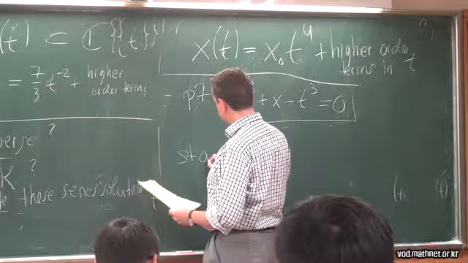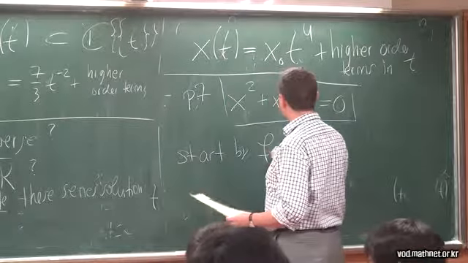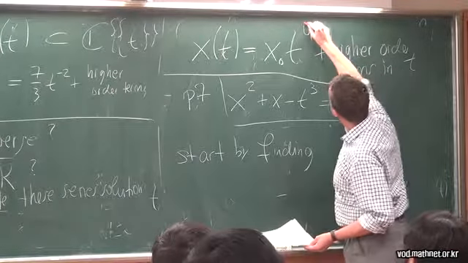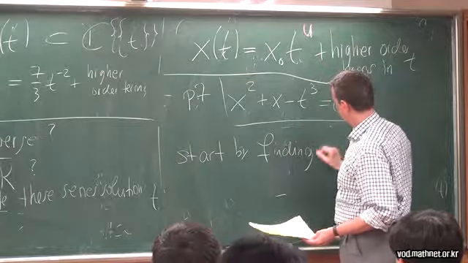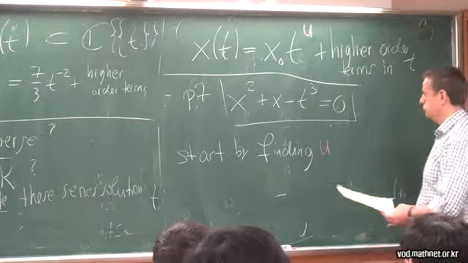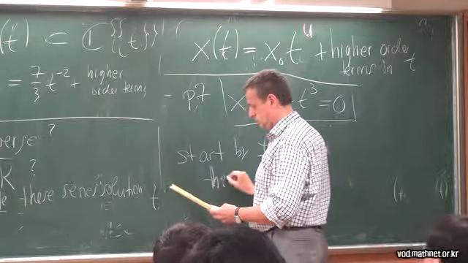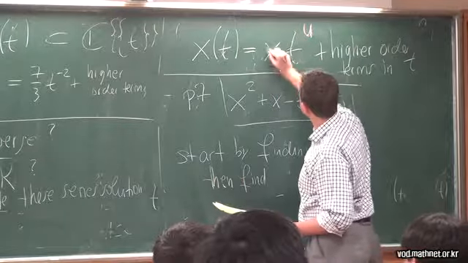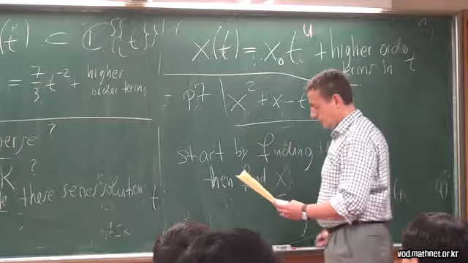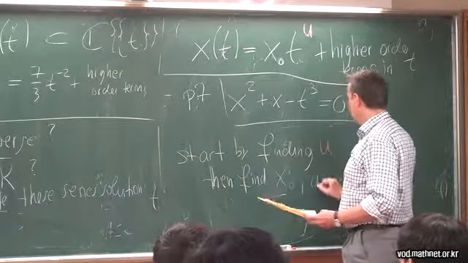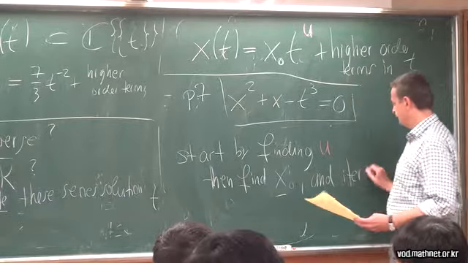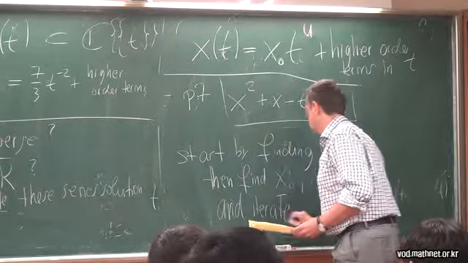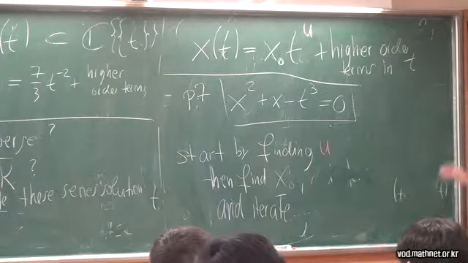So what you do is this. You start by finding the u. First we're going to find u, then we're going to find x0, and then iterate, and so on. That's the strategy.